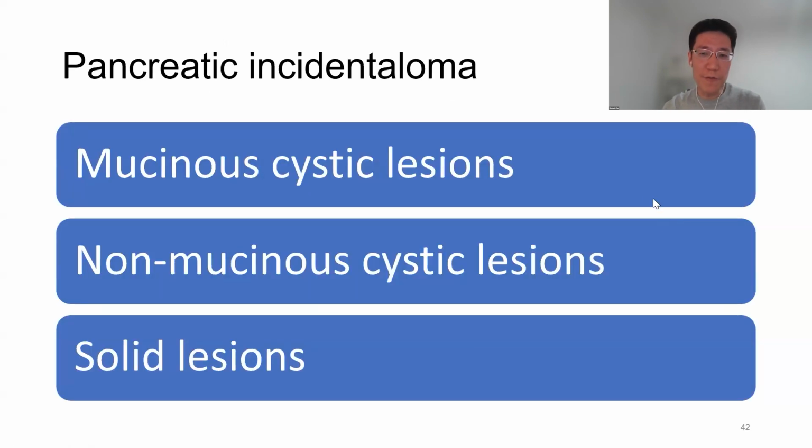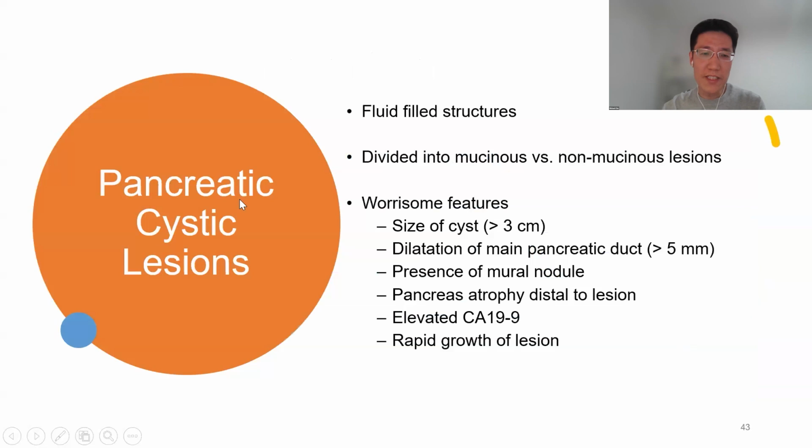So I'm going to focus on the 3 different subtypes: mucinous cystic lesions, non-mucinous, and the solid lesions. In the pancreatic cystic lesions, we see so many of them. They're just fluid-filled structures within the pancreas, and as I mentioned, divided into mucinous and non-mucinous.